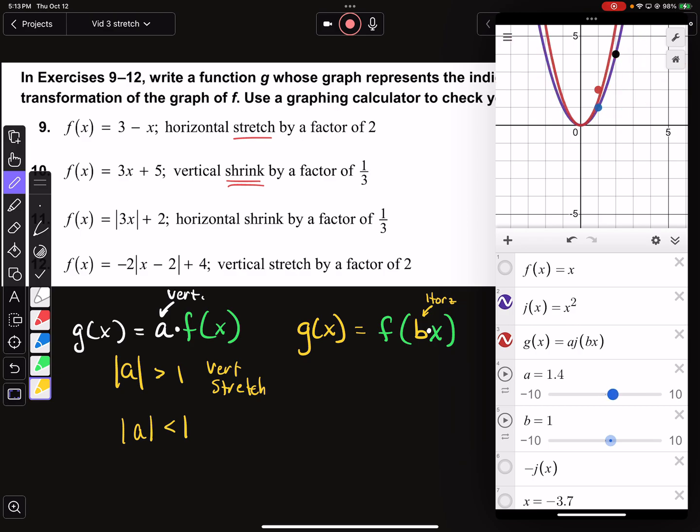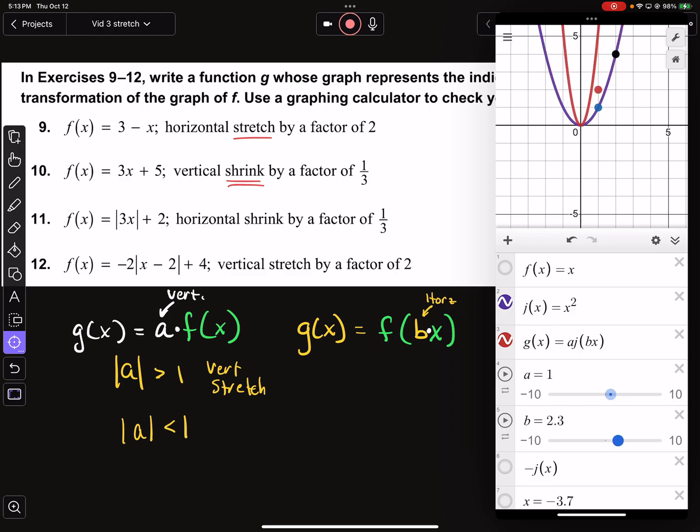Horizontally now, so now I'm going to set my a value to 1, so it doesn't affect it, same size as the original function. I'm going to play with the b value, the number inside of the parentheses, but still multiplying. But now it's multiplying times the x value, not multiplying the y value. Let's see what the b value does. So I'm going to put some big b's. I'm going to go b is 2.